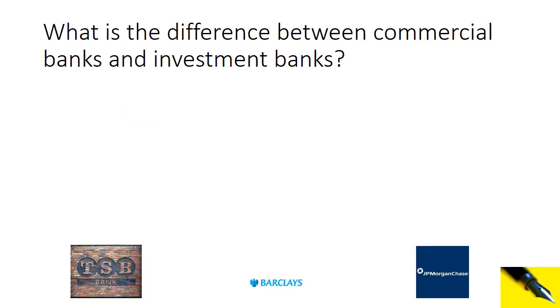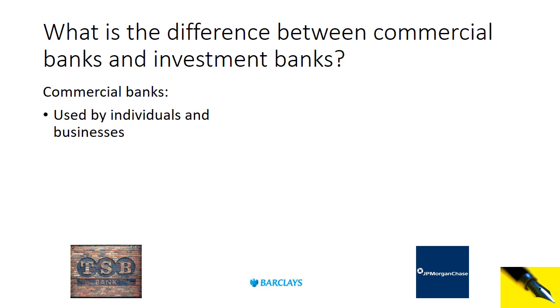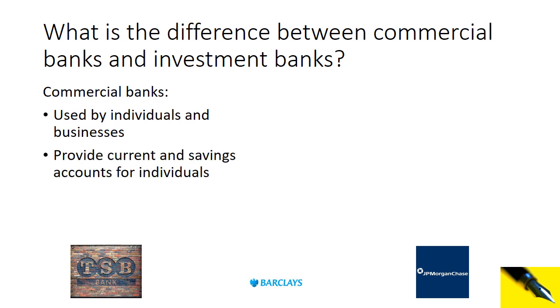So hopefully now you've got some idea of the distinction between commercial or high street banks and investment banks. So we've already seen that commercial or high street banks are used by both businesses and individuals, and they provide current accounts, which are accounts that you can access 24/7, and savings accounts, which generally have higher interest rates. And sometimes you have to give the bank notice if you want to withdraw any money from those accounts. They also provide personal loans, mortgages, and things like insurance, which we'll come to very shortly.